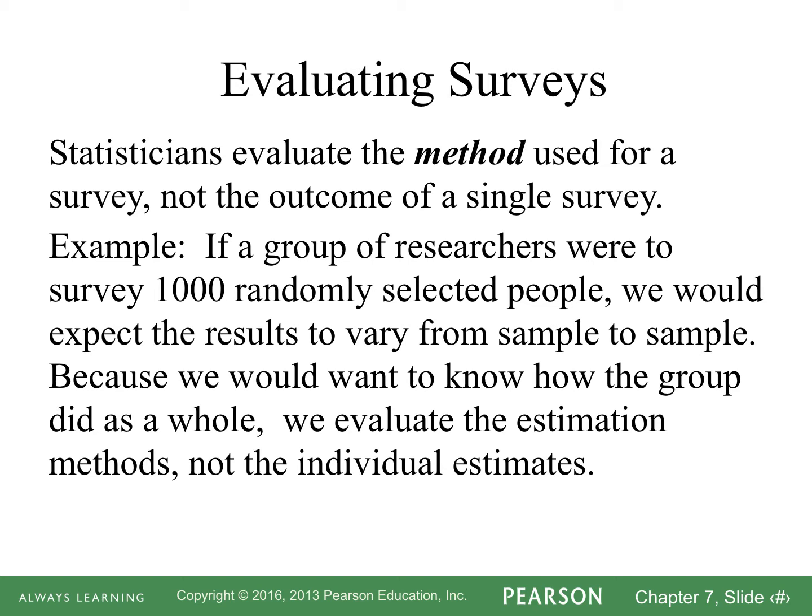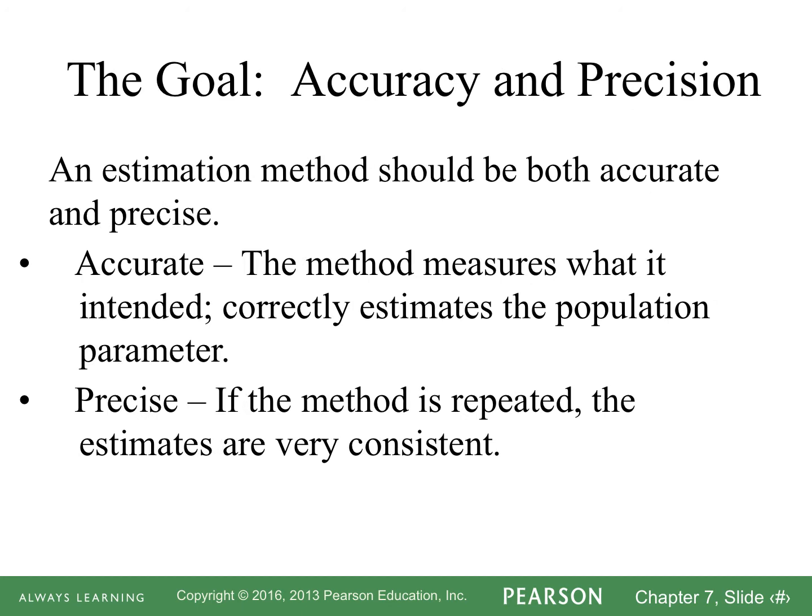If a group of researchers were to survey 1,000 randomly selected people, we would expect the results to vary from sample to sample. Because we would want to know how the group did as a whole, we would evaluate the estimation methods, not the individual estimations, because of that variation. The goal here is to be both accurate and precise.